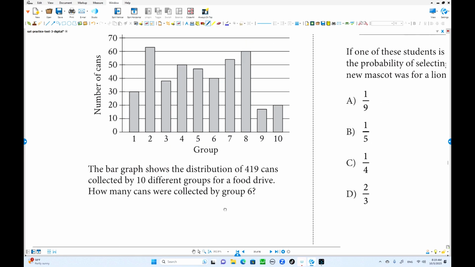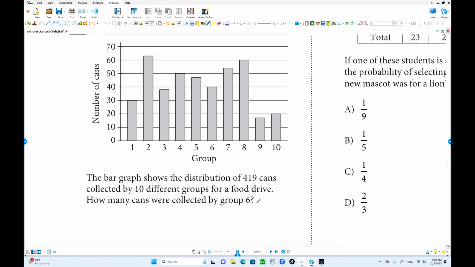Here's the next number. The bar graph shows the distribution of 419 cans collected by 10 different groups. There are 10 groups there. How many cans were collected by group 6? Group 6 over here. This is 40. 40 cans. That's the answer.